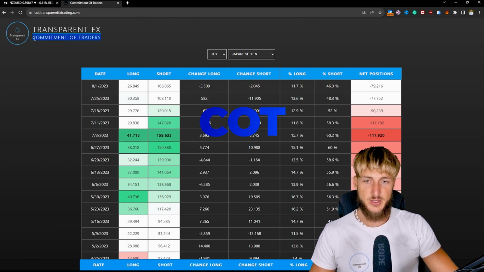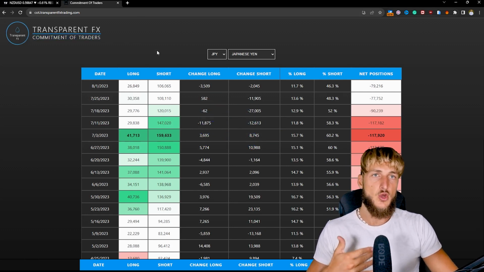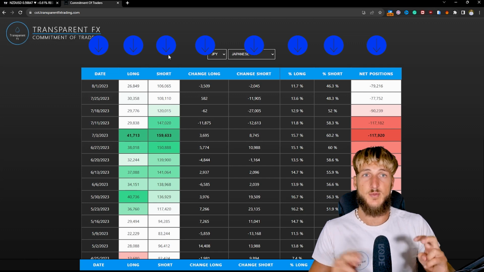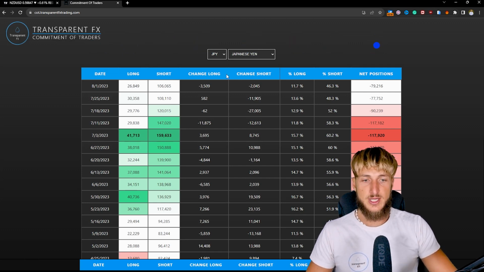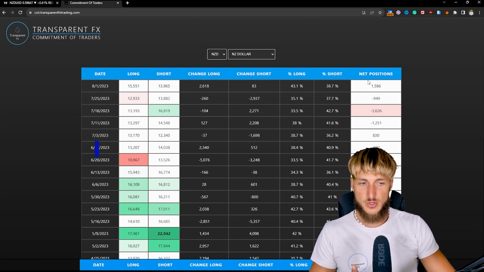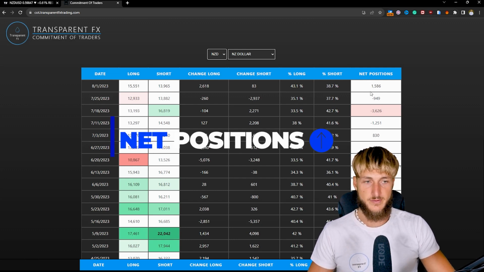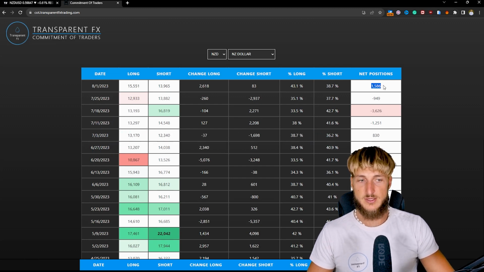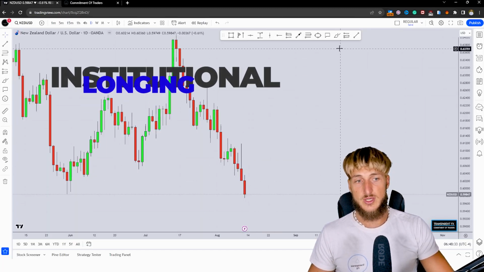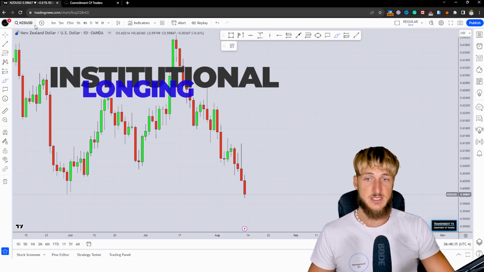Now, if we go and check out what is going on when it comes to the commitment of traders, so the COT data, which is what the non-commercials, so the biggest speculators in the market are doing, which are essentially hedge funds, so the big players in the market, and we check the data precisely for the NZD, what we can see is that with the last reports, we have seen an increase of the net positions going from minus 3.6k net positions to plus 1.5k net positions. Now, this is a problem because it shows how institutions are actually currently starting to long NZDUSD.